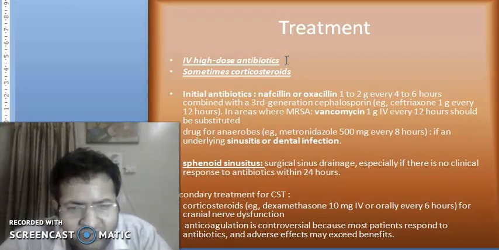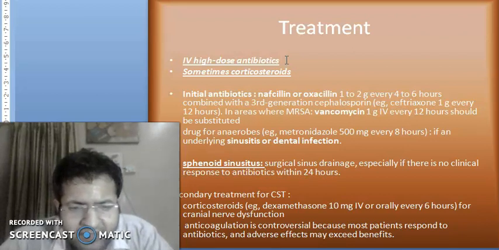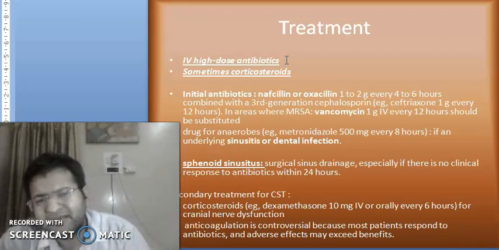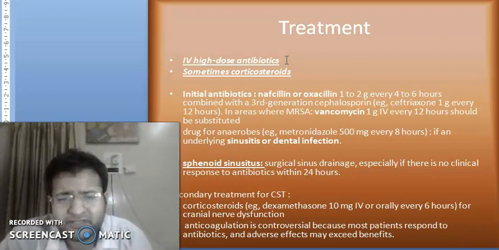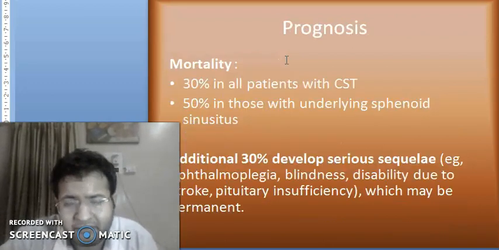If sphenoid sinusitis is responsible for the cavernous sinus thrombosis, surgical sinus drainage has to be done, especially if there is no response to antibiotics within 24 hours. What are the secondary treatments? Corticosteroids can be given for cranial nerve dysfunctions, for example dexamethasone 10 mg IV or orally every 6 hours. Anticoagulation can be given, but it is controversial because most patients respond to antibiotics and adverse effects of anticoagulation may exceed the benefits.